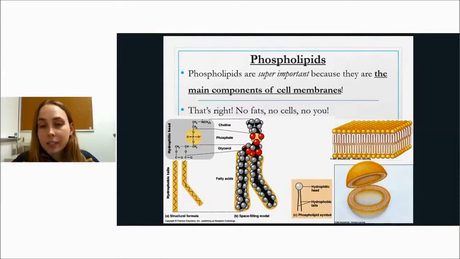The fatty acid tails are hydrophobic and they're scared of water. The cells are full of liquid, and there's liquid on the outside. So the tails hide on the inside, and the phosphates go up against, attached to the water, or the liquid inside and outside of the cell.